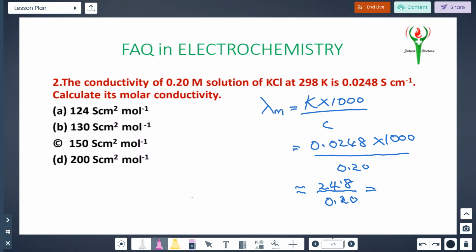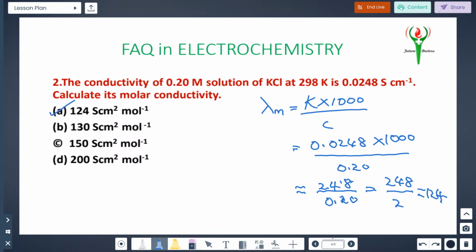Now again, 24.8 in numerator, 0.2 in denominator. If you multiply both sides by 10, it becomes 248 by 2. Now if we divide 248 by 2, the answer will be what? 124. Understood? So the answer is a direct sum, this is the answer.